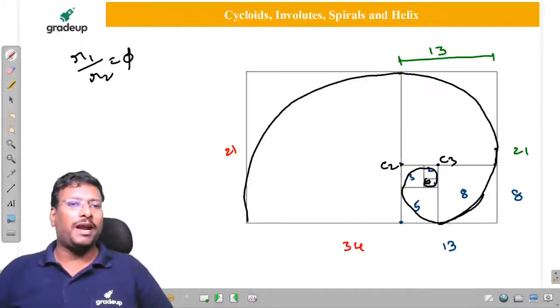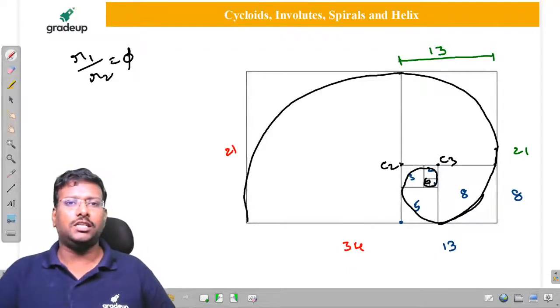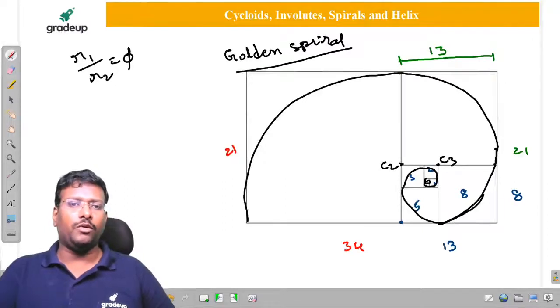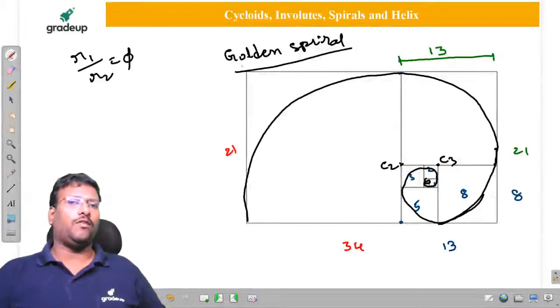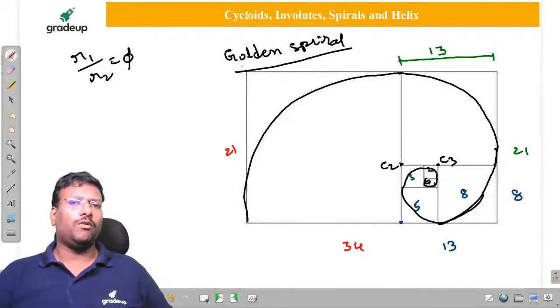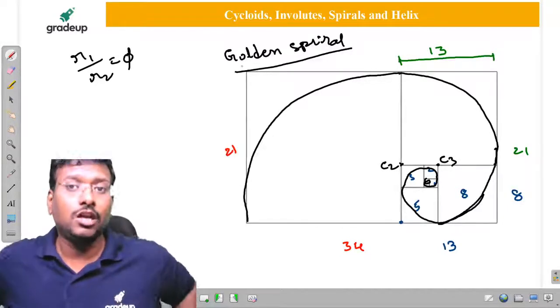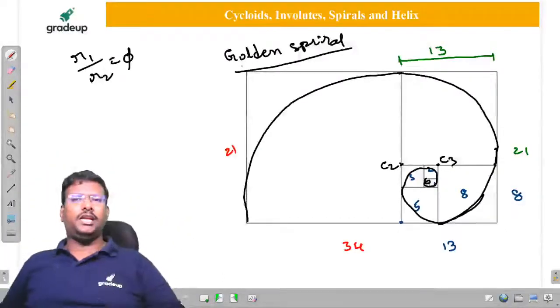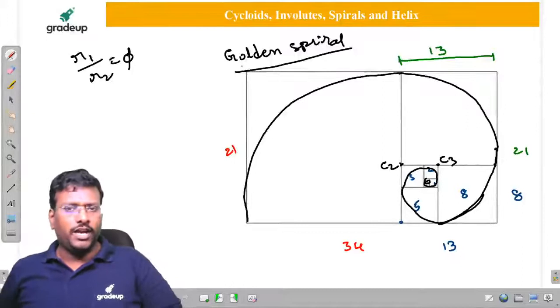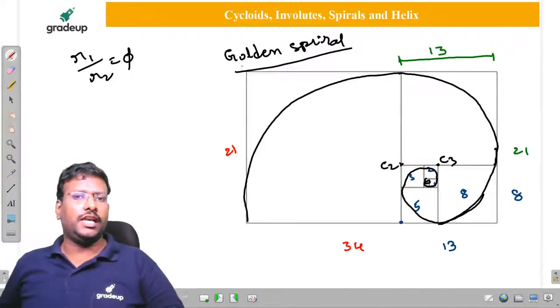So the golden spiral is one type of spiral. I am going to wind up, don't worry, my dear friends. Helix I will explain tomorrow. It will take only 5 minutes. After completing Helix, tomorrow's class is one of the most important, because I will explain in detail, in depth. So wherever you get a doubt, try to raise it there only.